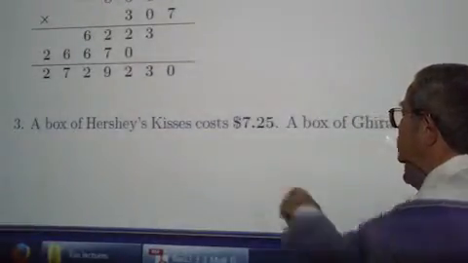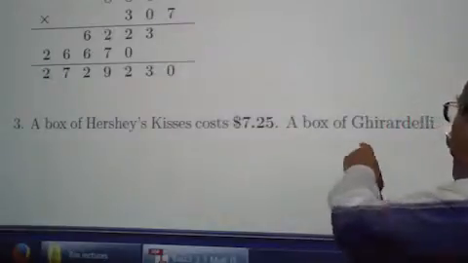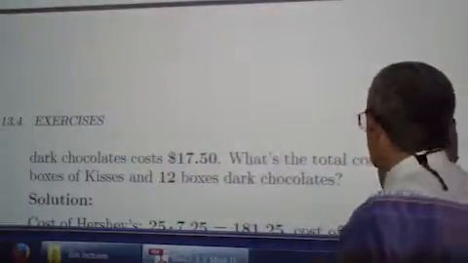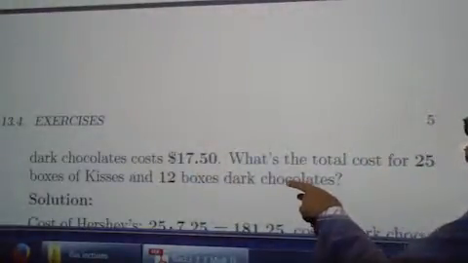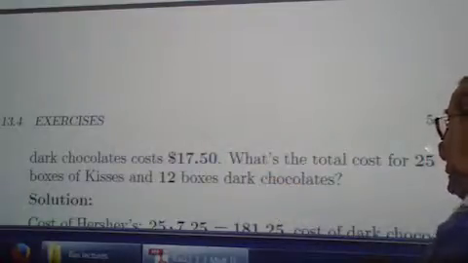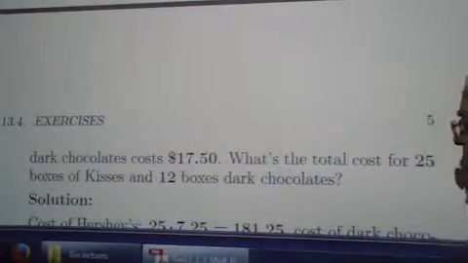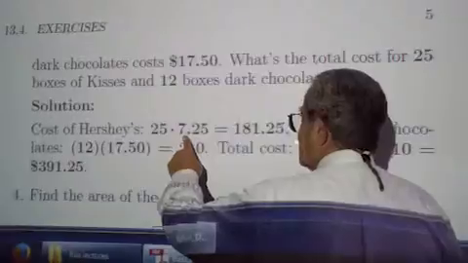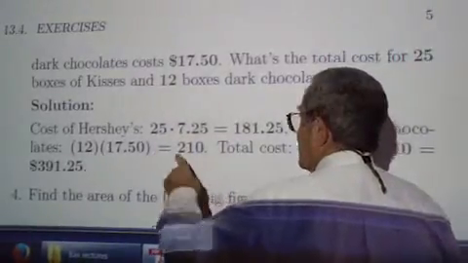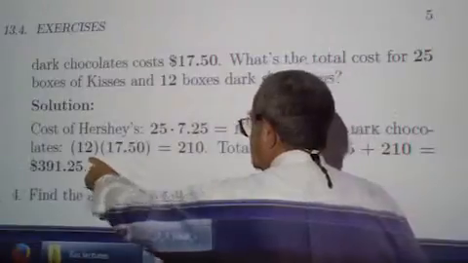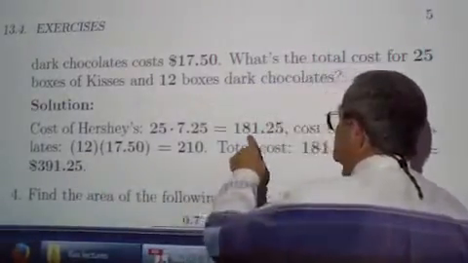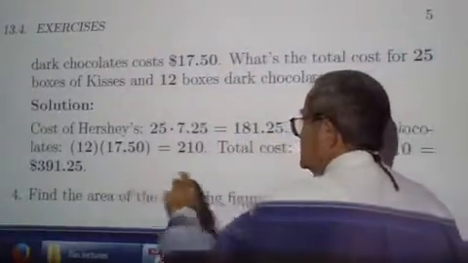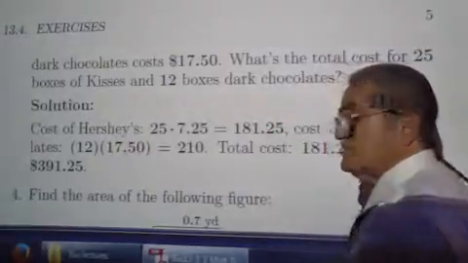A box of Hershey Kisses costs $7.25. A box of Ghirardelli dark chocolate costs $17.50. What's the total cost for 25 boxes of Kisses and 12 boxes of dark chocolates? You multiply the cost of one box of Hershey by 25, and one cost of Ghirardelli's dark chocolates by 12, which is supposed to give you 181.25 and 210. And when you add those two, you should get $391.25.